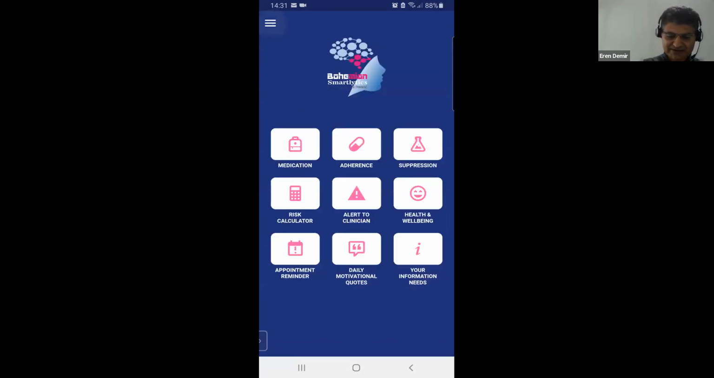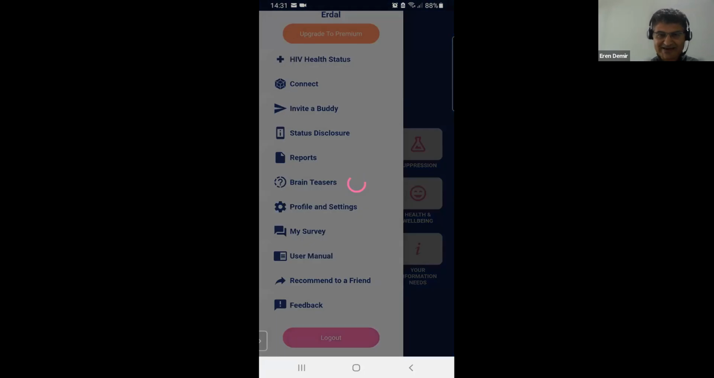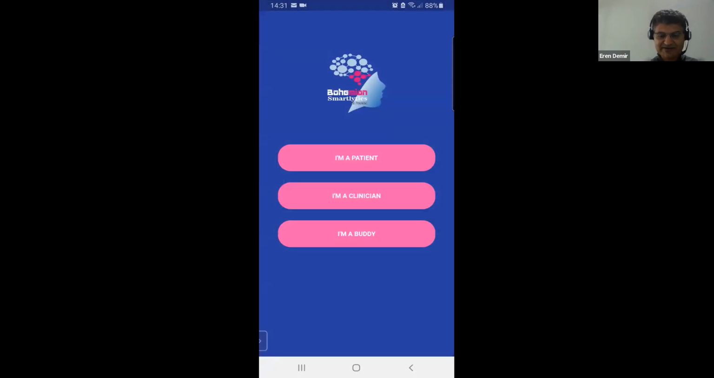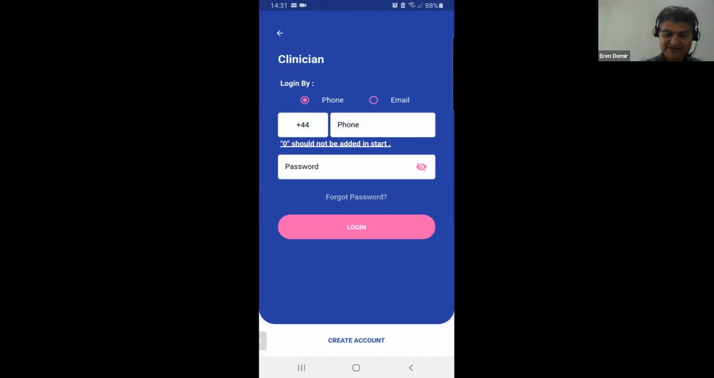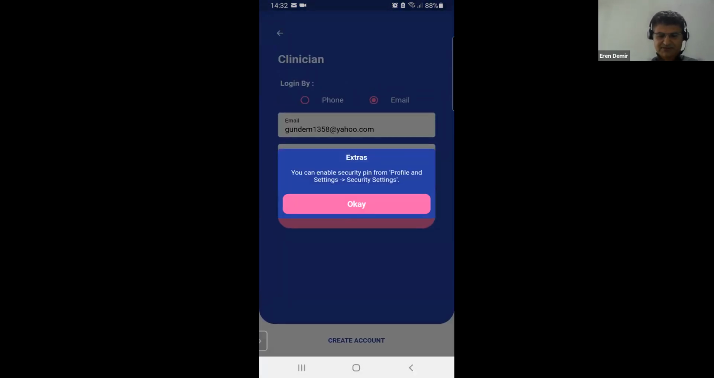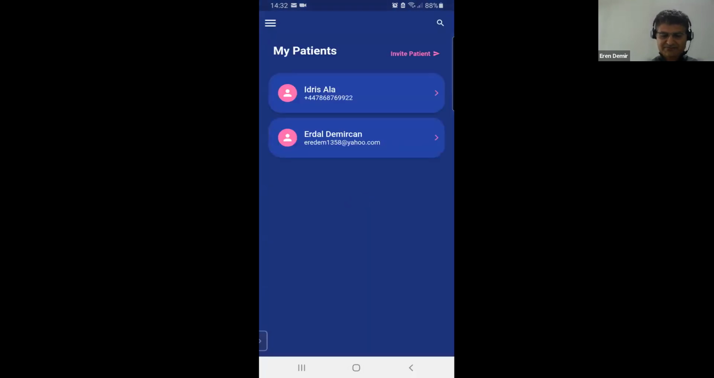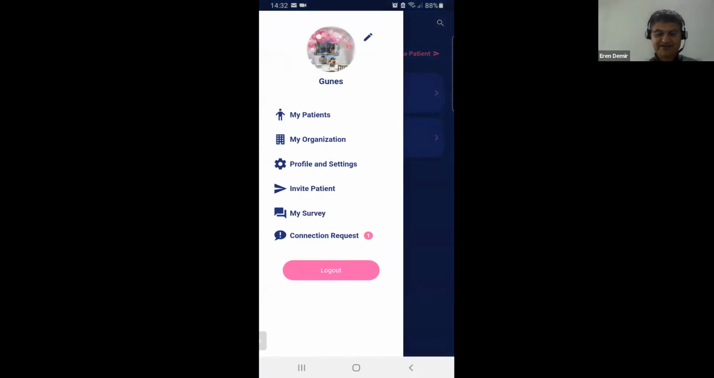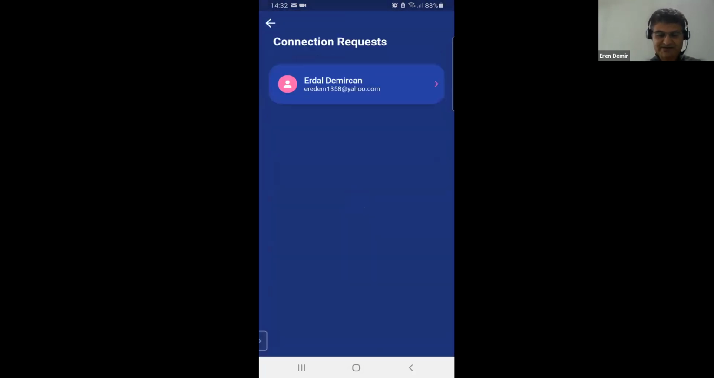Okay, I'm going to come out of the app. I'm out of the patient section. I'm now coming into the app as a clinician, and I have an account. That's my account. And so we're now in the clinician section of the app. Can you see this connection request? This is all the connection requests that were made. That's the patient. Oh, okay.